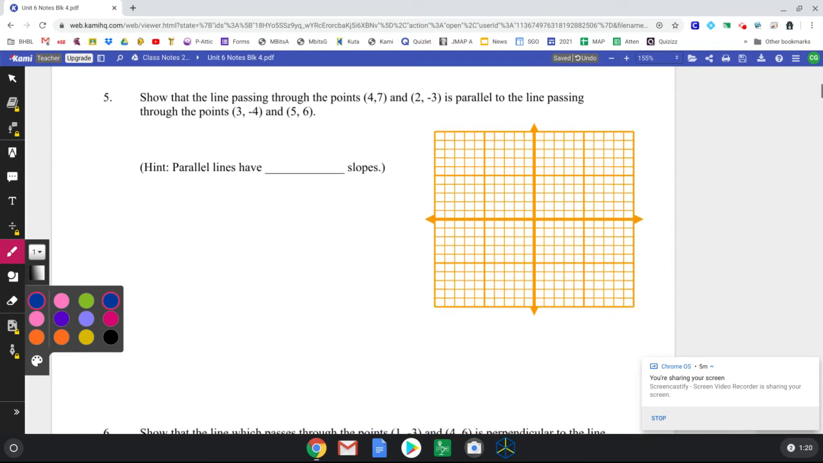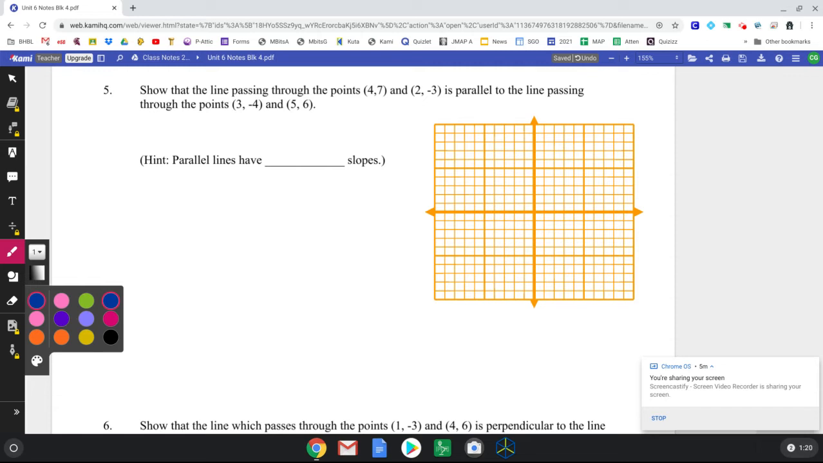So if I want to show that lines are parallel, I really want to show that they have equal slopes. So I'm going to plot my points: 4, 7 and 2, -3. I connect those. And then I have 3, -4 and 5, 6. I can see visually that they look like they're parallel. Now what I want to do is justify that they're parallel.